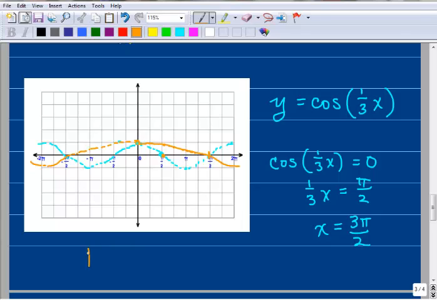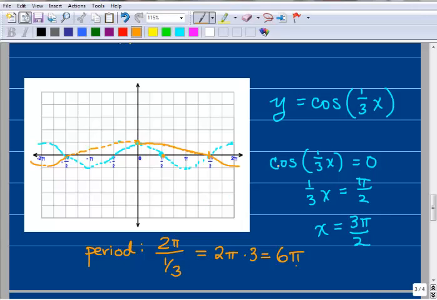So what's the period? Well, the period is going to be 2 pi divided by 1/3, using a similar method from the last example. And 2 pi divided by 1/3 is just 2 pi times 3, or 6 pi. So this isn't going to make one complete cycle until we are out here at 6 pi radians somewhere. So it's going to be way off the graph.